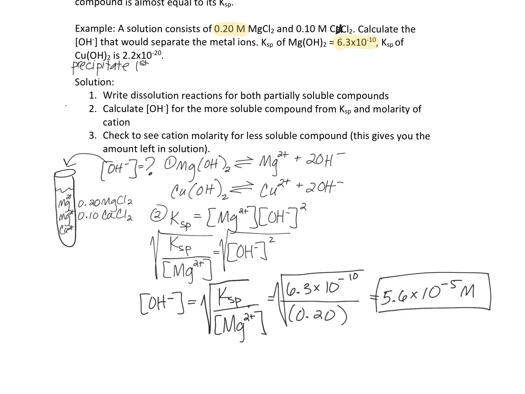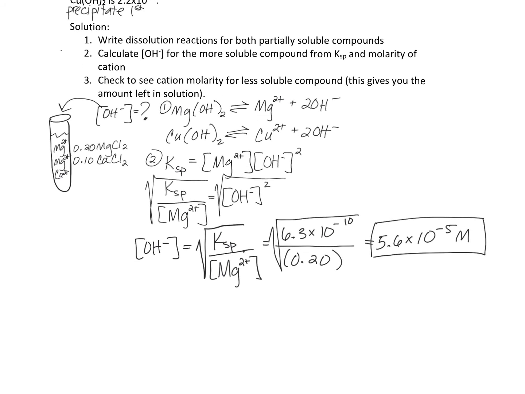All right, so step 3 says to check and see the cation molarity for the less soluble compound. This just gives us the amount left in solution. So this is just a check. It's actually not part of the problem. It's not the answer to how much hydroxide I can add to the solution. It's really just to check to see how effective my separation of the two ions was. So let's do 3 right here.